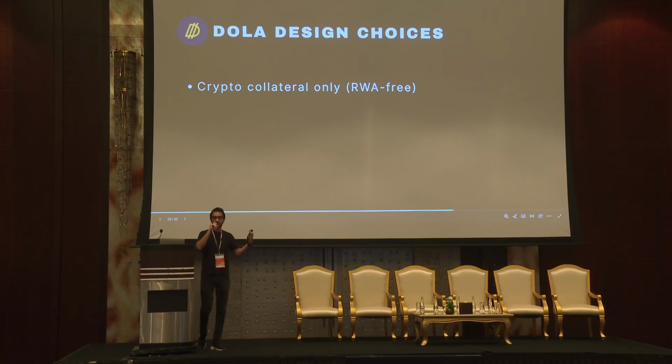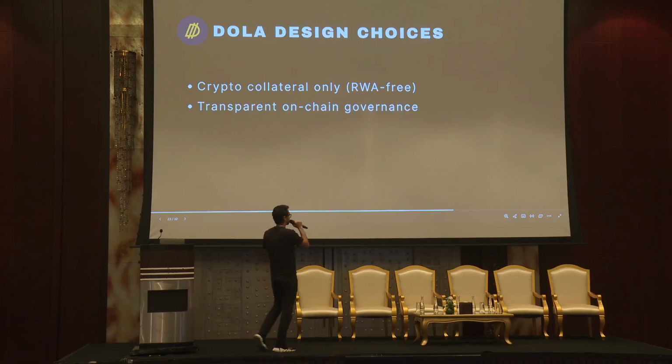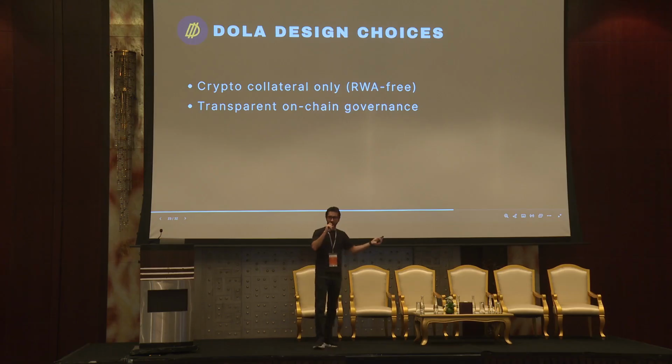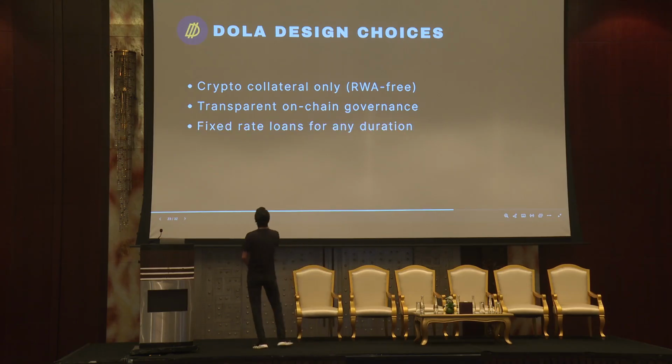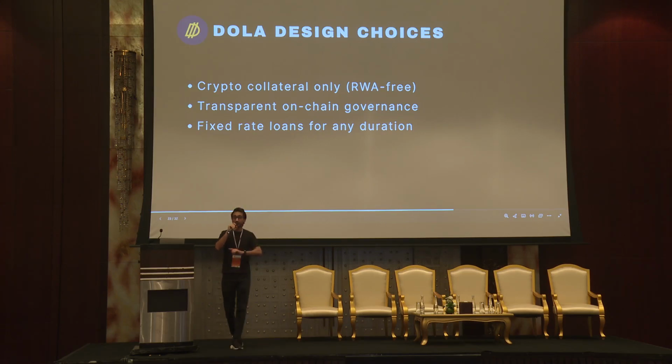It is a crypto collateral only stablecoin, no RWAs. And transparent on-chain governance has been around for 5 years, been governed from the very start by on-chain holders, no company, et cetera. The entire history of hundreds of proposals is available. You can look at it on-chain. Our main differentiator is fixed rate loans. We give fixed rate loans for any duration. You can have a loan with a fixed interest rate for 100 years.